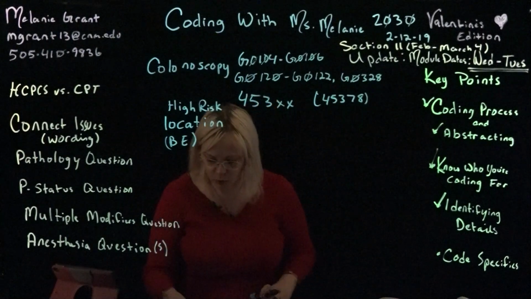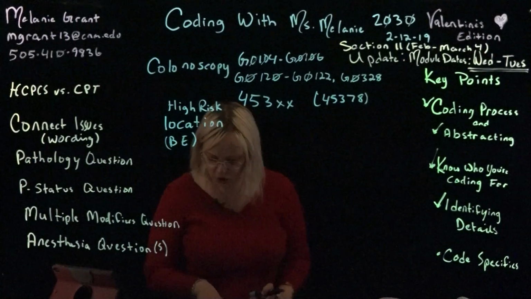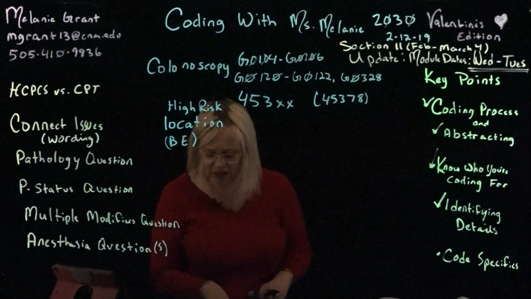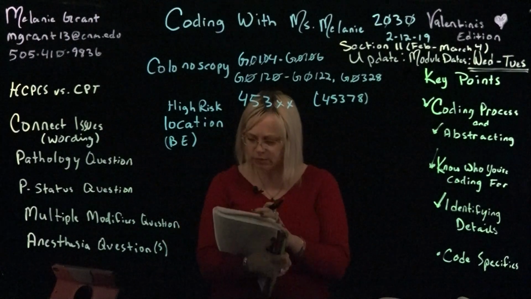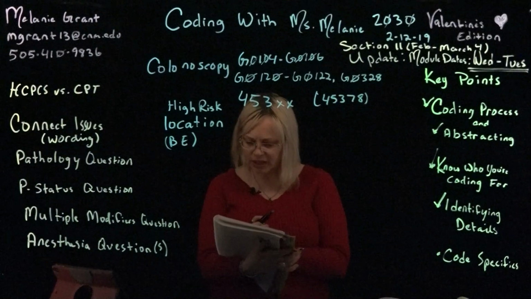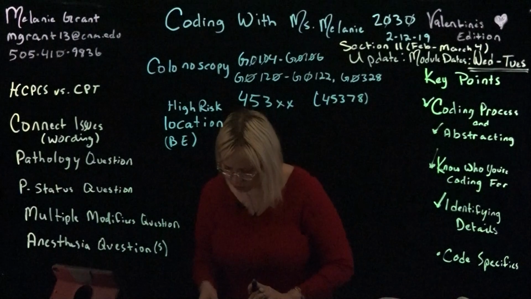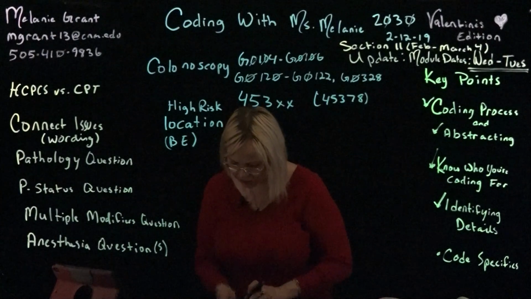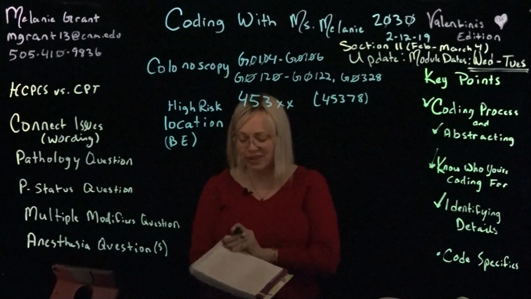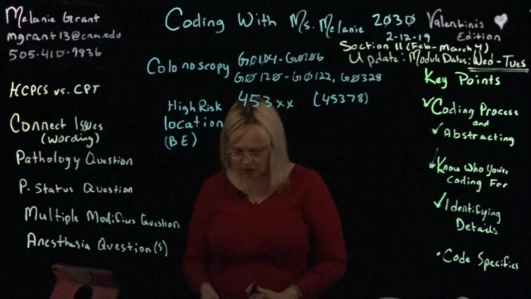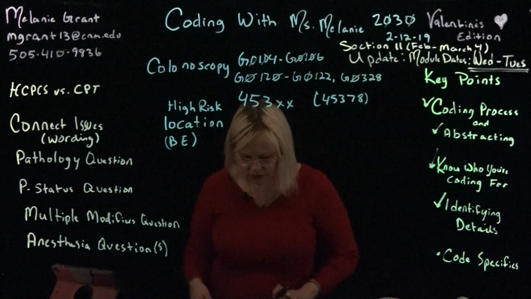Okay, so what's the difference between G0106 and G0120 and G0122? G0106 is colorectal cancer screening, alternative to G0104, which is the sigmoidoscopy, barium enema. So barium enema, not a high risk. G0120, colorectal cancer screening, alternative to G0105, which is individuals with a high risk, barium enema. And then G0122, colorectal cancer screening, barium enema.